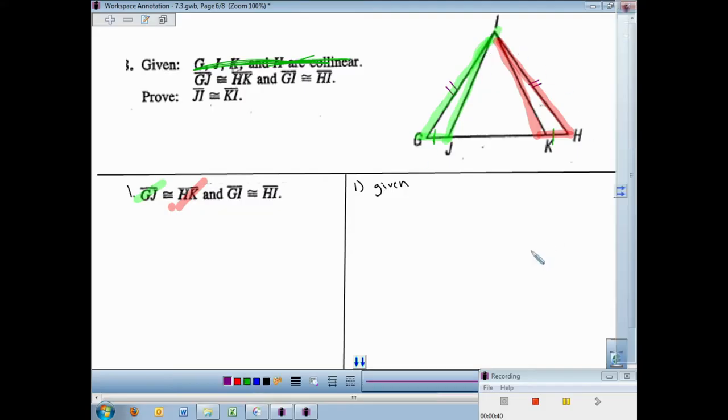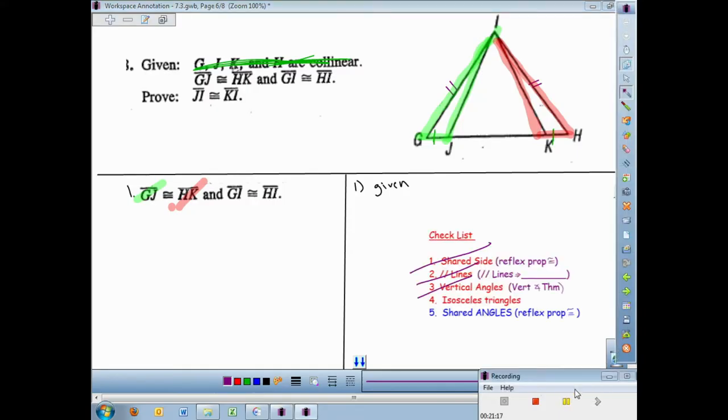Are there parallel lines? No. Are there vertical angles? No. There's only two things left on our checklist, and those two things are: are there any isosceles triangles, or are there any shared angles in the picture? Well, honestly, the easiest one to deal with out of that is, are there any shared angles? Because the reason for that's the reflexive property. If there's isosceles triangles, you got a couple of choices of what you can do, and that's a lot of work. So let's check step 5 first. Are there any shared angles in this picture?